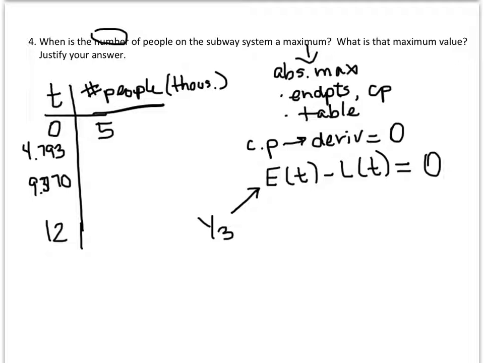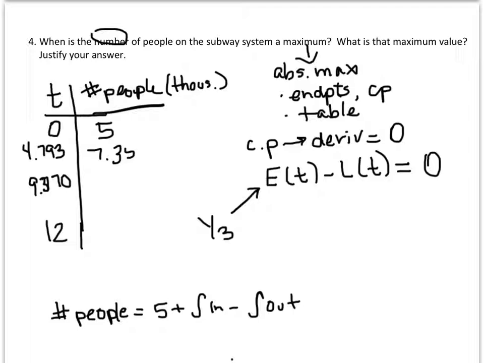Now I'm going to use the formula I had in number 2. I know that the number of people is 5 plus the integral of in minus the integral of out. So I'm testing those at 4.793, 9.370, and 12, just using Math 9 and then adding 5. At 4.793, I find that there's 7.358, so 7,358 people.